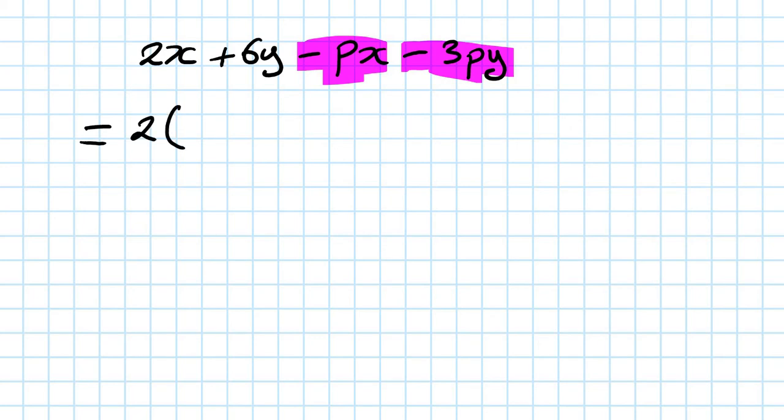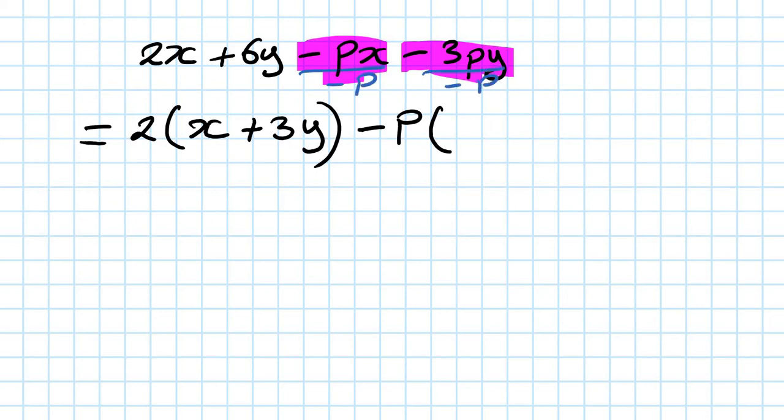So 2x divided by 2, you're left with x. 6y divided by 2 is 3y, so add 3y. Now the common factor for this term is minus p, so I take minus p out. I divide by minus p, a minus divided by a minus gives you a positive, so we're left with positive x. Then minus 3y divided by minus p, a minus divided by a minus is plus, so you're left with plus 3y.